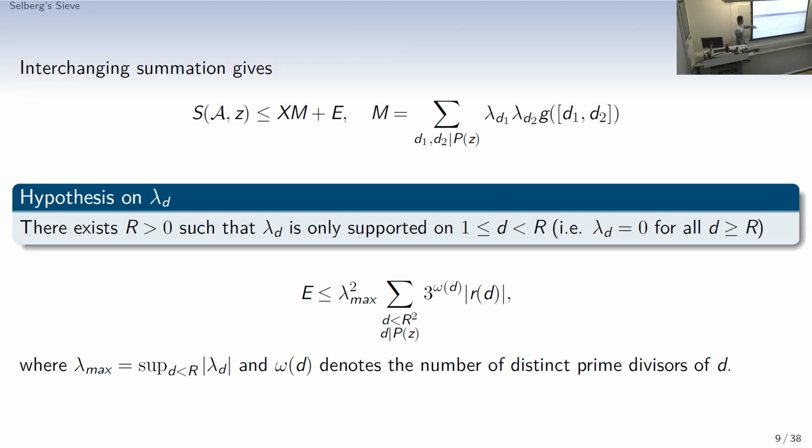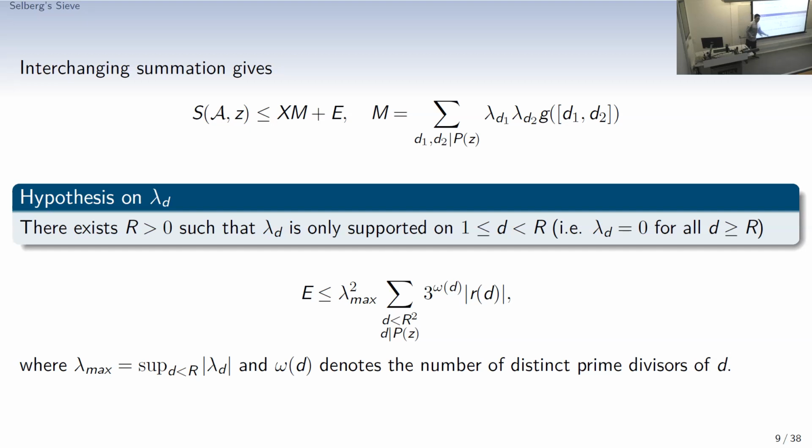And to obtain the error term, we also have an additional condition imposed on the sequence lambda. We want to say that lambda D will be 0 if D is very large, suppose D is larger than the letter R. As a result, the error terms can be transformed into this expression. And in between, there's also a series of technical operations about interchange in the order of summation. And lambda max is just the maximum of the absolute value of this sequence.